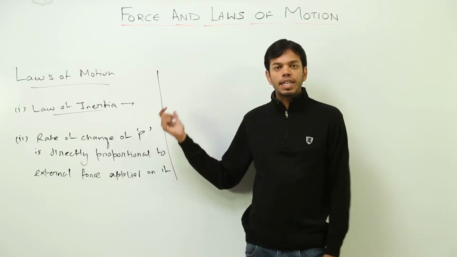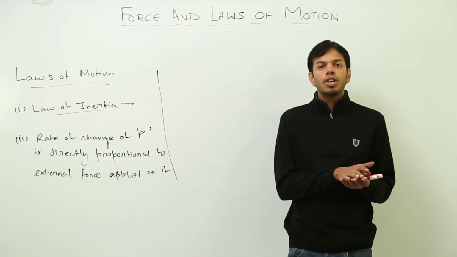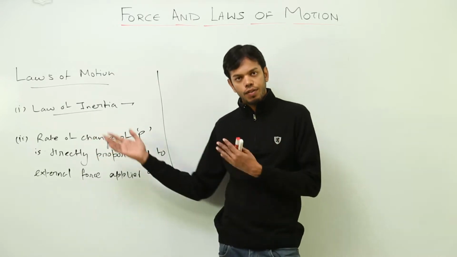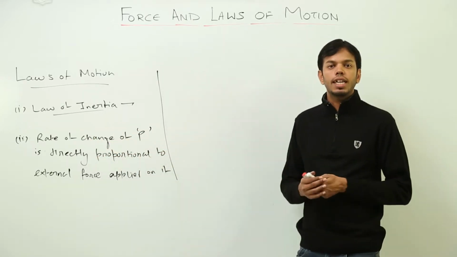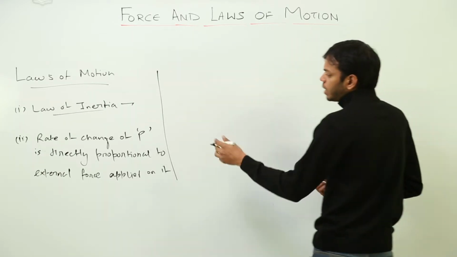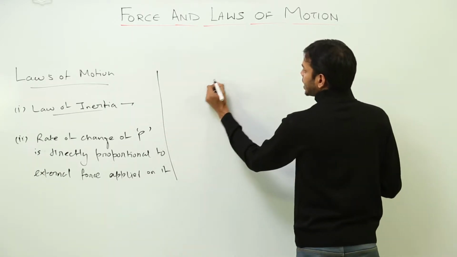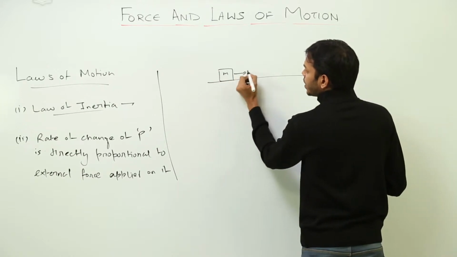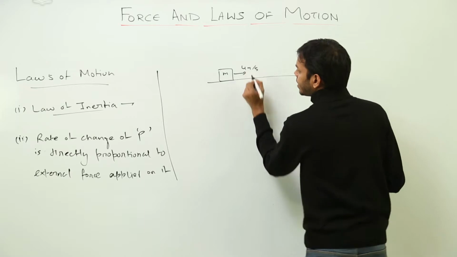The rate of change of momentum of a body is directly proportional to the external force applied on it. Now let's find the mathematical expression for it, what exactly this law states. We have a body of mass m which is moving with a velocity u meter per second, right?